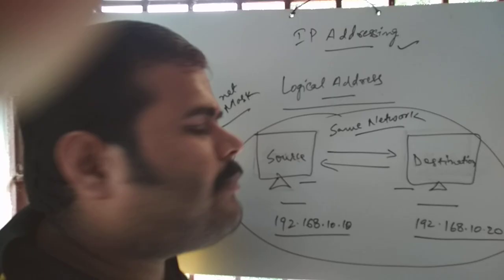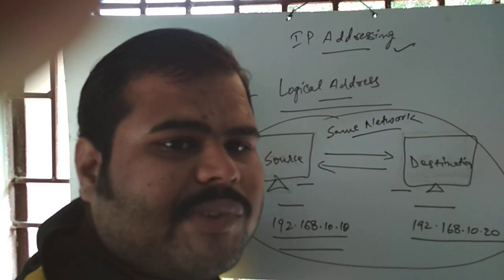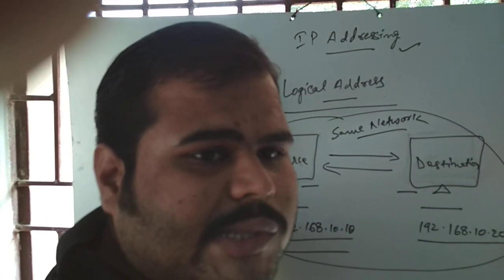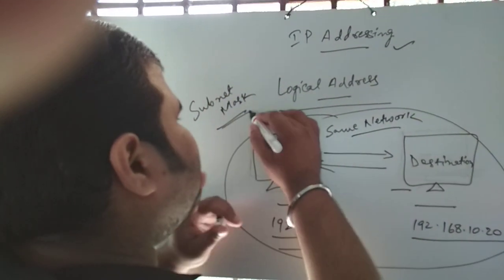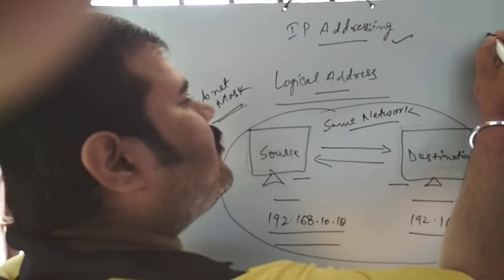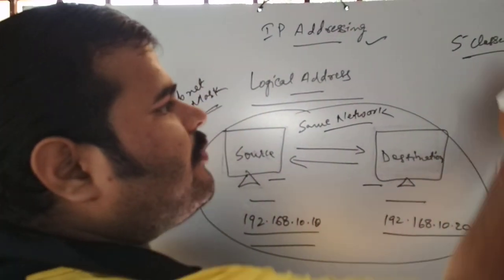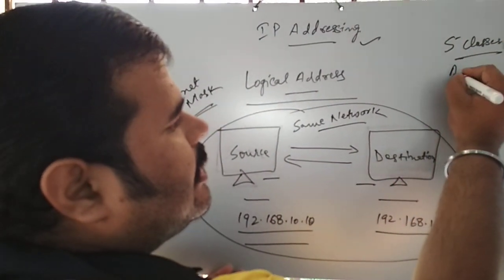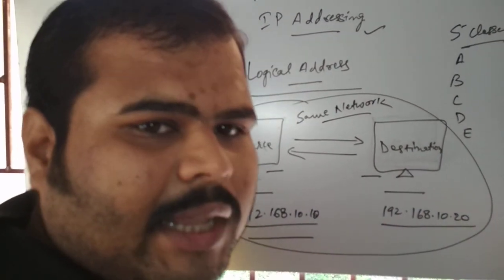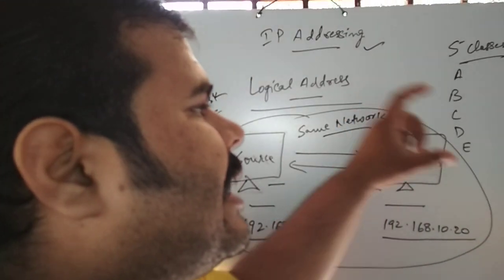Now, what exactly is the subnet mask? A subnet mask is nothing but a particular ID or IP address which shows you which class of IP you are using. As per the subnet mask and the IP address, our IP addresses have been divided into 5 classes. There are 5 classes: class A, class B, class C, class D and class E.